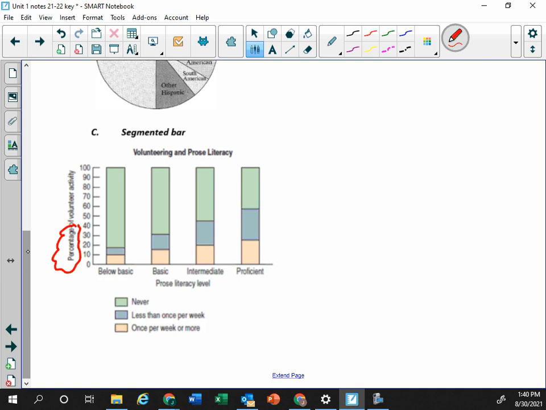And again, when you're looking at a segmented bar, sometimes this is used when you have multiple categories within categories. You can see how it's broken down. Each of these, below basic, basic, intermediate, and proficient, is going to have 100% total. And then within those, you've got 3 other categories, and you can see the percents of those based on the segments within your bar graph. Okay. It's just different ways to organize your data so that you can analyze it or put it in a visual form that's useful to you.